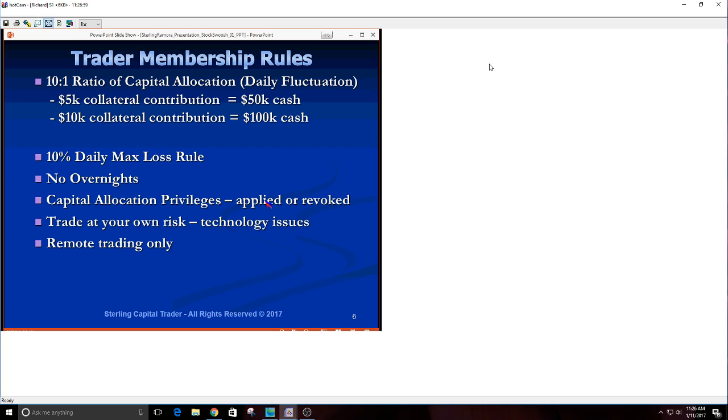Okay, remote trading only, meaning that Remora hires traders to trade remotely from the comfort of their personal location, whether you're at your business or home or wherever. They don't have an actual on-site facility or facilities here in the U.S. or abroad where people sit down and trade. They used to in the past, but it's become obsolete because people would rather trade from their personal locations.